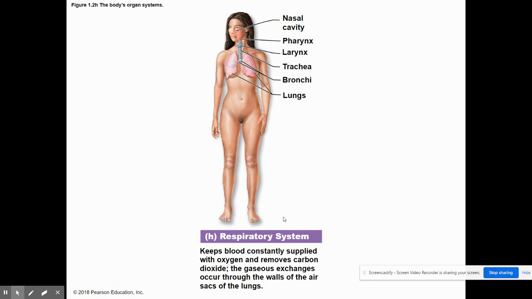So the main anatomical structures are the nasal cavity, the pharynx, the larynx, the trachea, the bronchi, and the lungs. And then the main physiological functions are keeping the blood constantly supplied with oxygen and removing carbon dioxide from the blood, and gases exchange between the walls of the air sacs of the lungs.